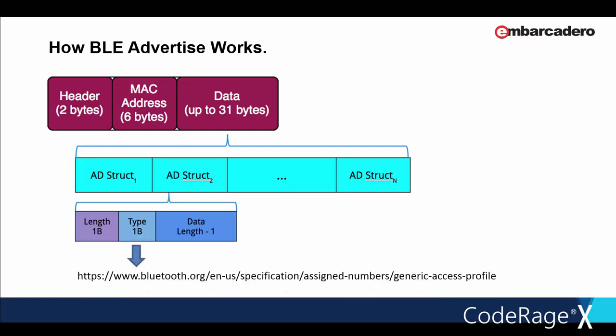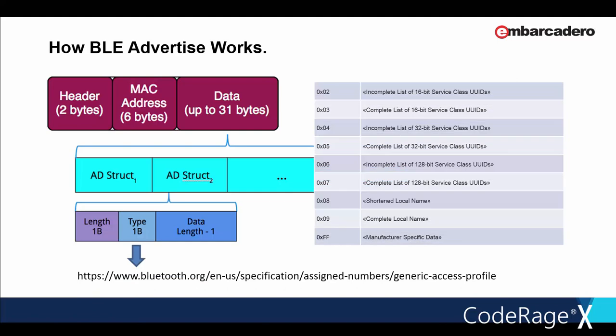The most relevant will be from 2 to 7 that are used to advertise the services that the peripheral provides, 8 and 9 that are used to specify the device name, or the FF used as a free manufacturer-specific data field where anyone can define his custom payload data.